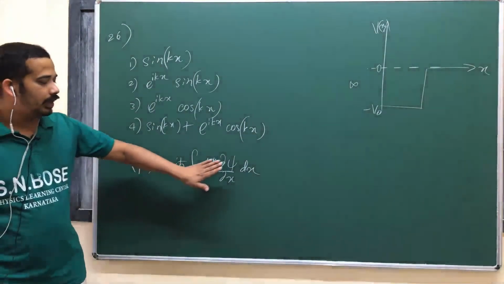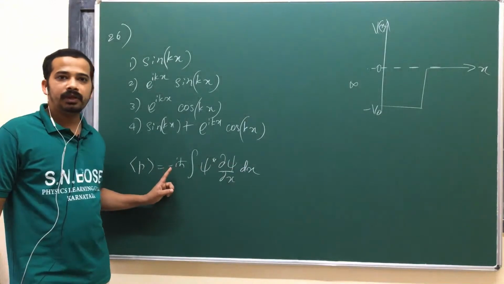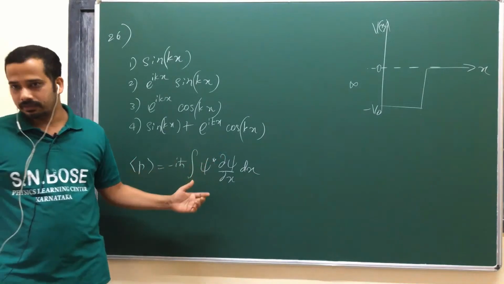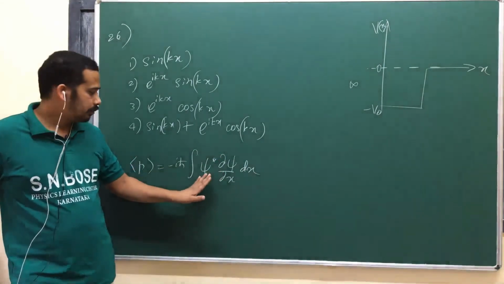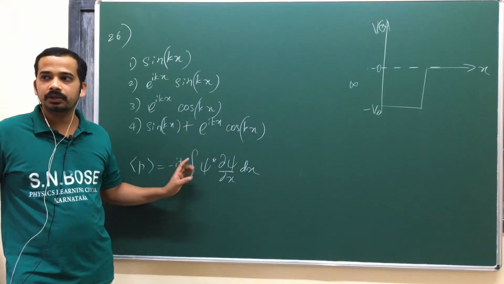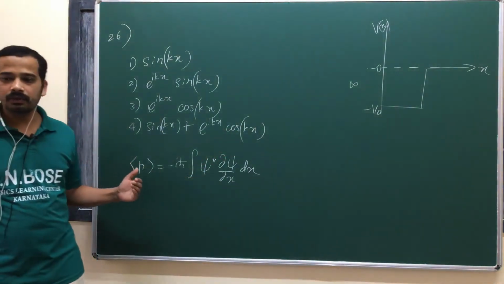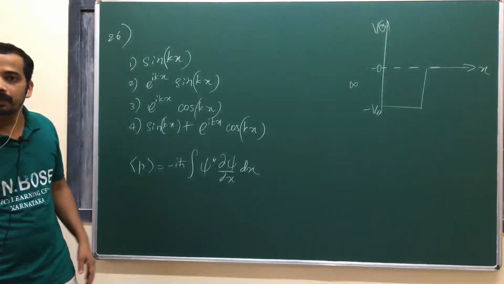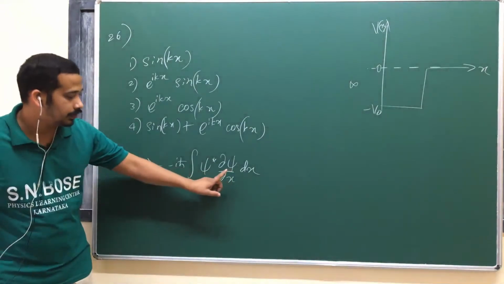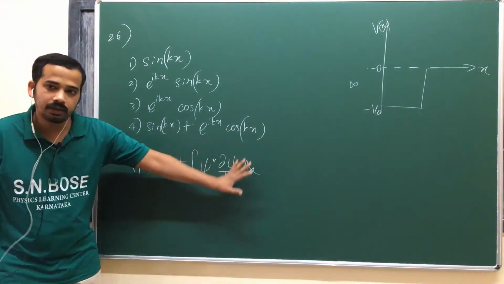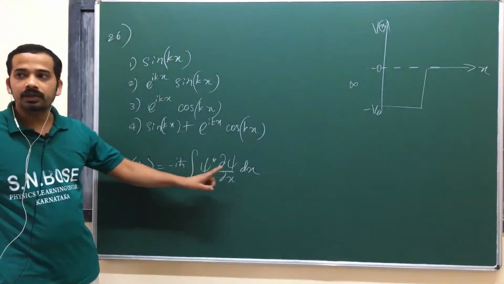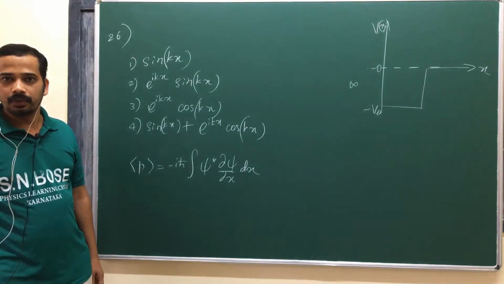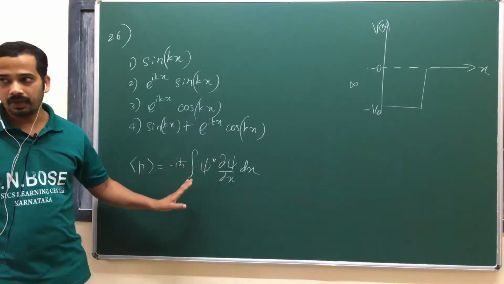Now, if the wave function is real and this integral survives, meaning it is non-zero, then a non-zero quantity multiplied with minus i h bar will be imaginary. What is an expectation value? It is the average of momentum measurement outcomes. That can never be imaginary. So if the wave function is real, this integral must vanish so that it does not make the expectation a complex quantity.